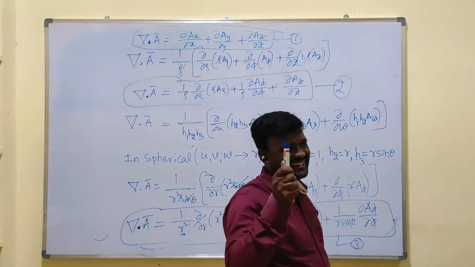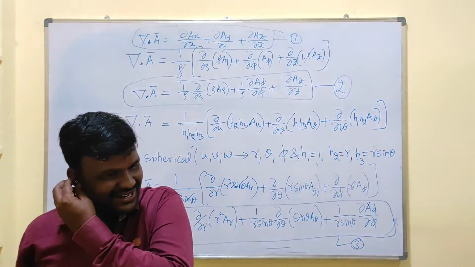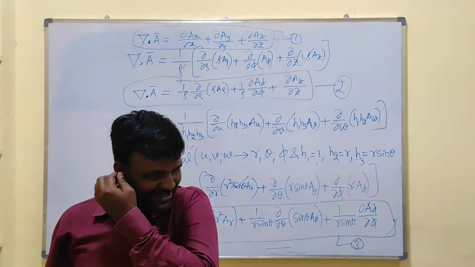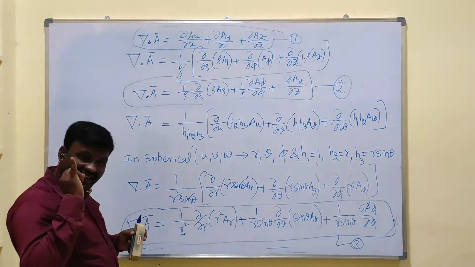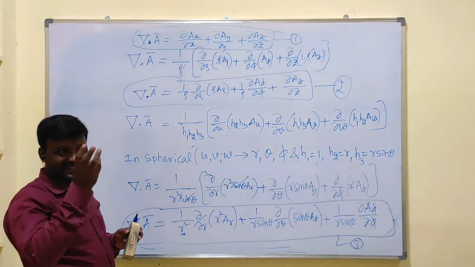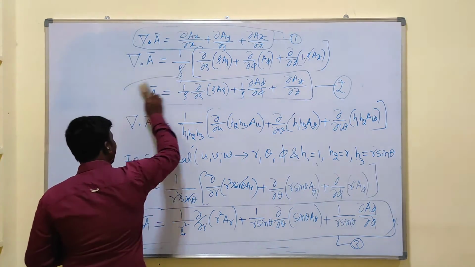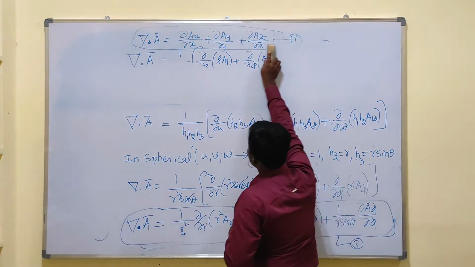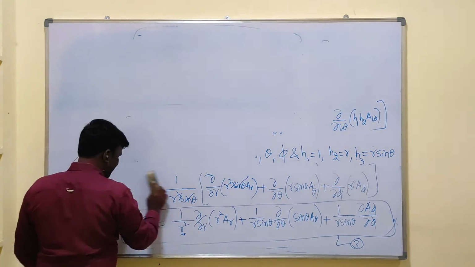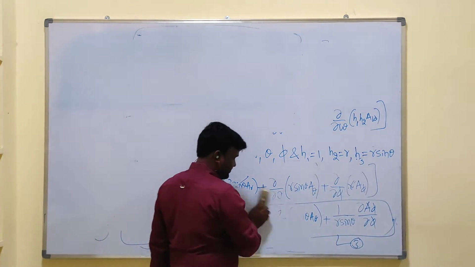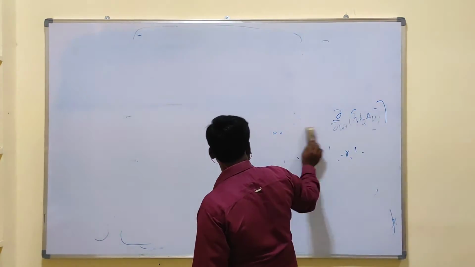We have one more thing. By using H1, H2, H3, we can derive the gradient in different coordinate systems, Cartesian, cylindrical, spherical, and divergence. And of course, the last one, that is called curl of a vector. Next topic is what? Curl of a vector. Of course, it is very simple. As it is simple, you can easily derive it.